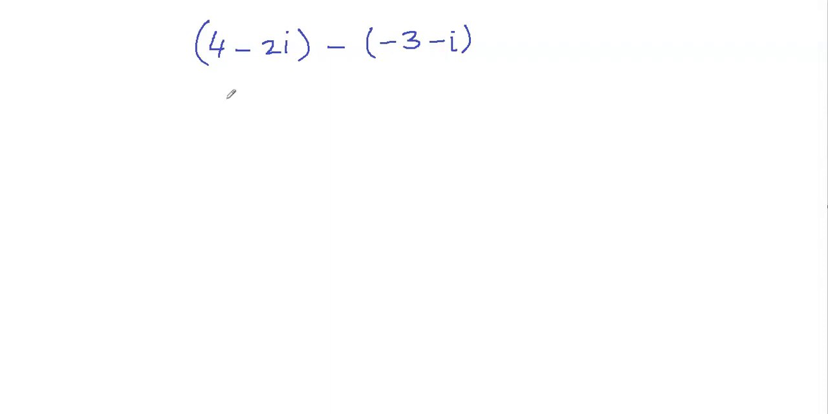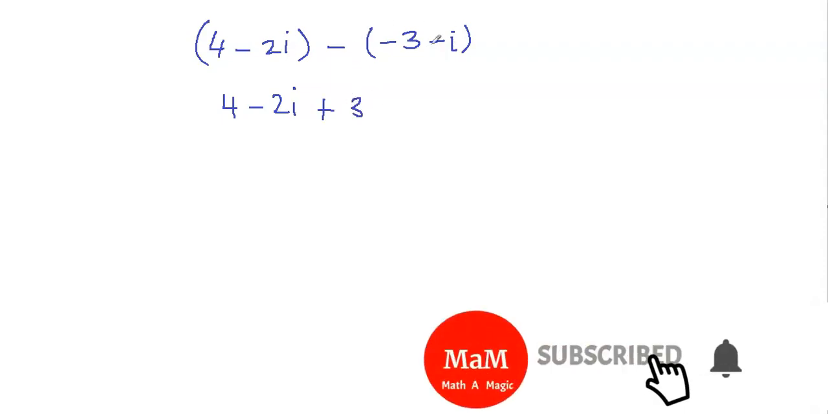I have 4 minus 2i, and I've written this without the parentheses. Now here I have a negative sign outside the parentheses. So I have to be careful because I will need to distribute this negative sign inside the parentheses. So negative times negative 3 will be positive 3. And then negative times negative i would be a positive i.